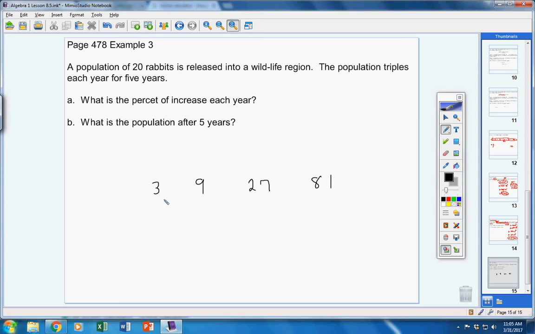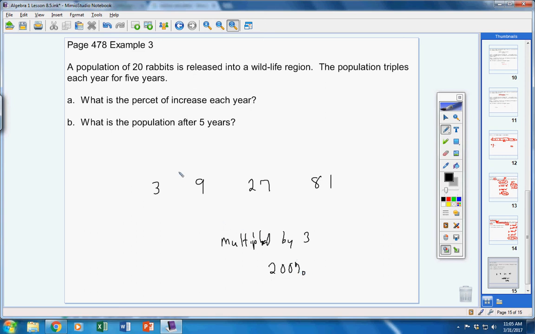There. Now, don't write this down, just watch. Times 3, times 3, times 3. Everybody with me? So this is an example of something tripling, okay? But hold it. Watch carefully. I multiplied by what number? 3. But my percent of increase is 200%.